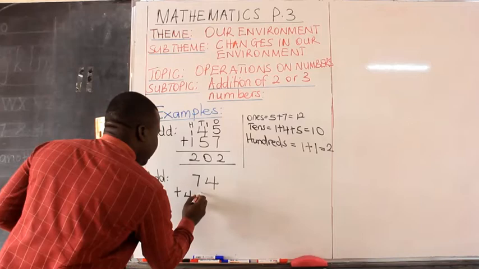So now when we come to adding hundreds, we shall have 1 plus 4, which gives us 5. So we shall get here 5. So our answer is 570. Let's move on to the third example. And this one is a word problem.